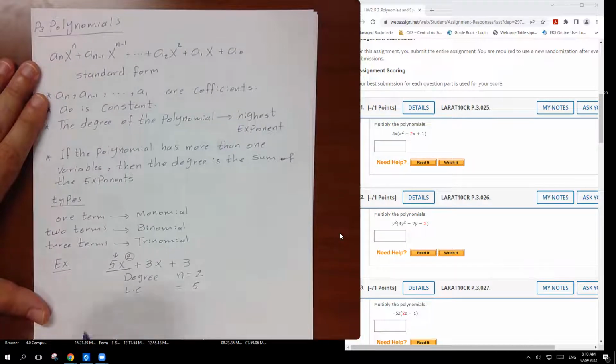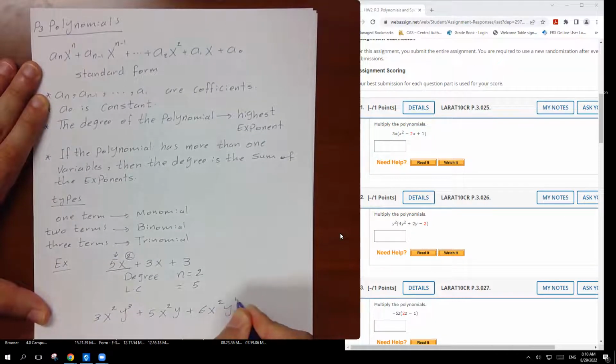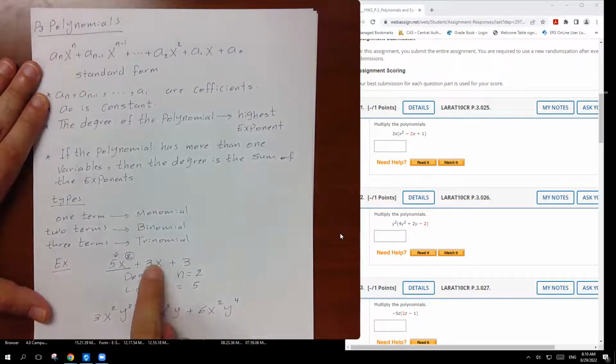Now here's another example. If you have 3x squared y cubed plus 5x squared y plus 6x squared y to the power 4. This is also a polynomial, but if you check this one, we have 2 variables, more than one variable. That's the difference between this example and the previous one. We have here only one variable, x.